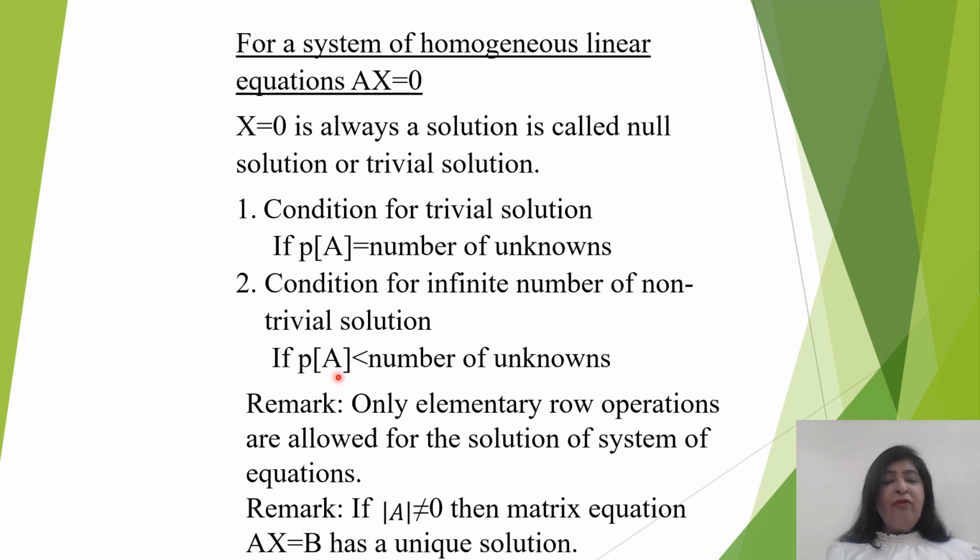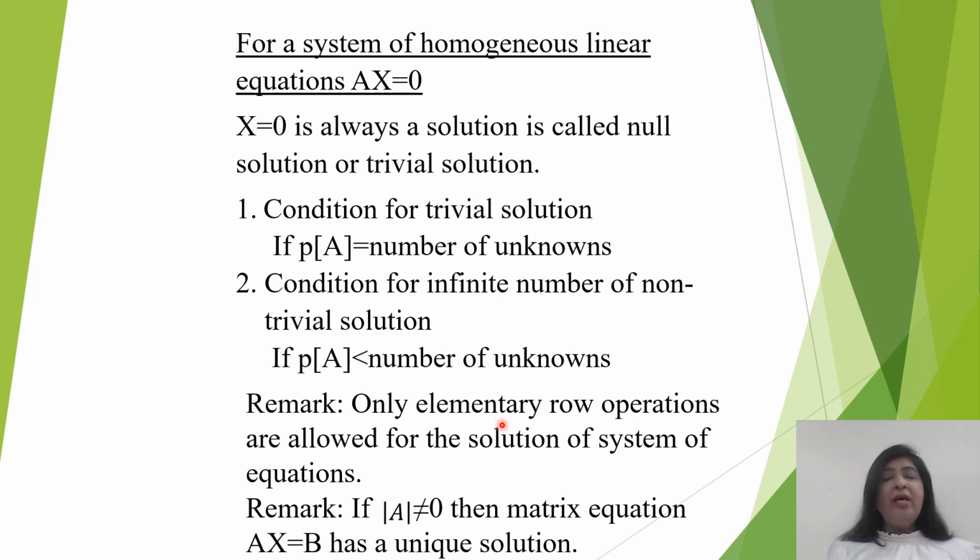But if the rank of A is less than the number of unknowns, then the system of equations has an infinite number of non-trivial solutions. Now a remark: only elementary row operations are allowed for the solution of a system of linear equations. So you have to consider that when we solve a homogeneous or non-homogeneous system of equations, only elementary row operations are allowed.